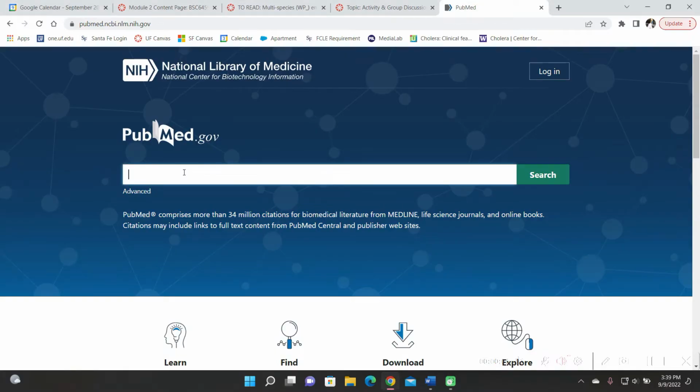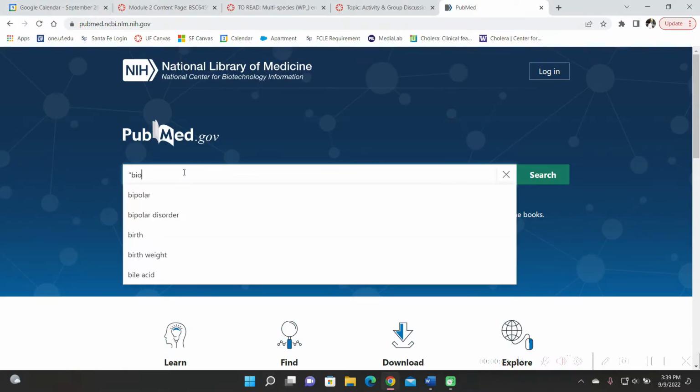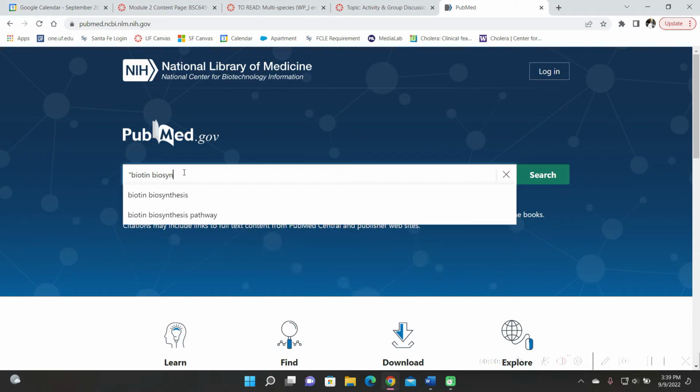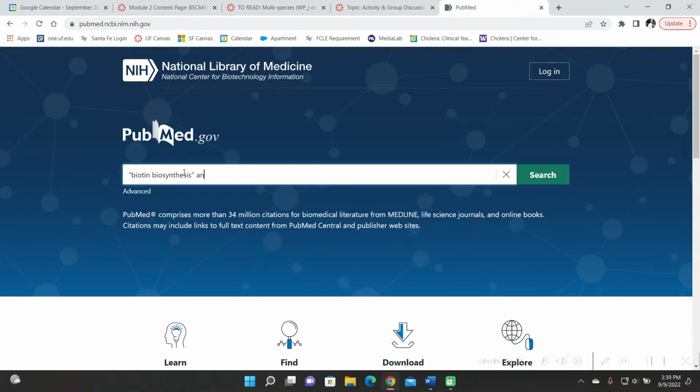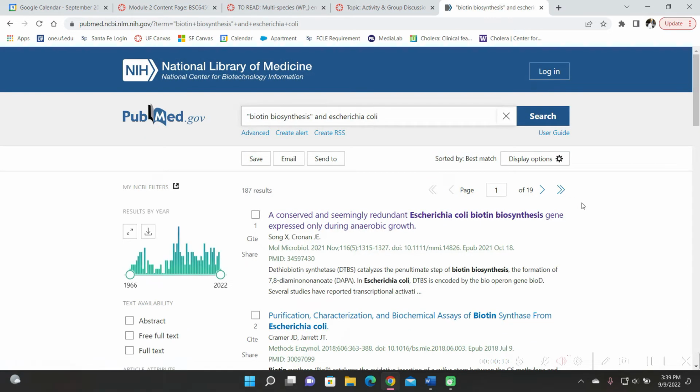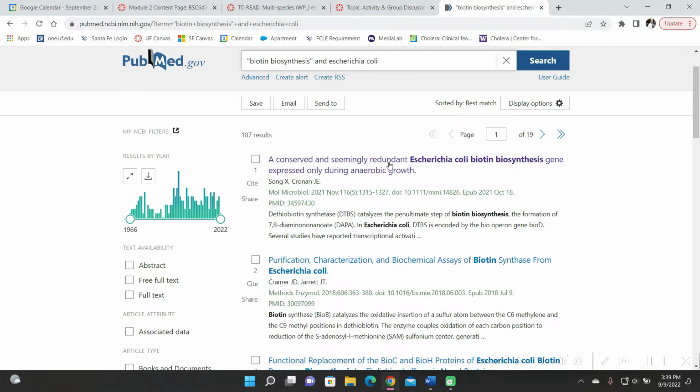Today I'll be showing you how I map the biotin synthesis pathway. I first started off on NCBI, specifically PubMed, to find a paper that could give me the biosynthesis pathway so I would know exactly what genes I'm looking for. I typed in biotin biosynthesis and Escherichia coli.